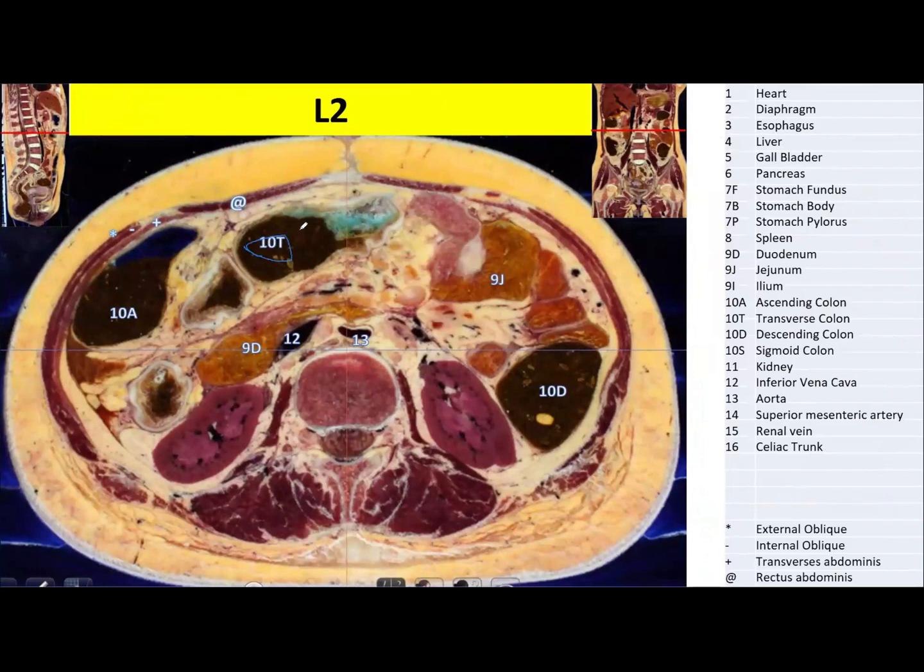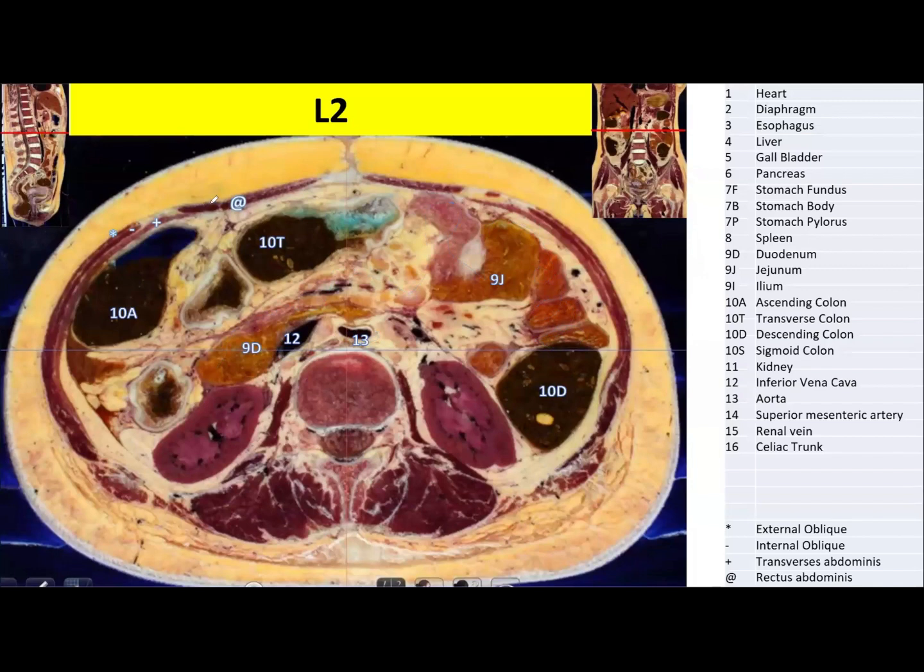We have the transverse colon from the color. We have the ascending colon from the color, descending colon from the color. Okay, easy. Duodenum and duodenum. It's small intestine. Can you see this? Small intestine. It's like an intestine going around. Okay. You have the aorta and the IVC. Clear? It's really simple. L2 is really one of the simplest ones.